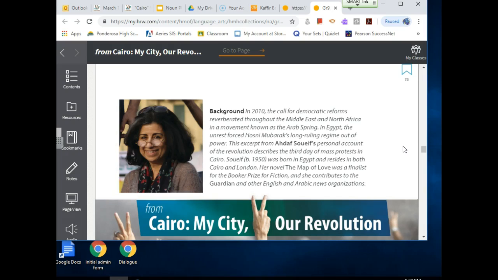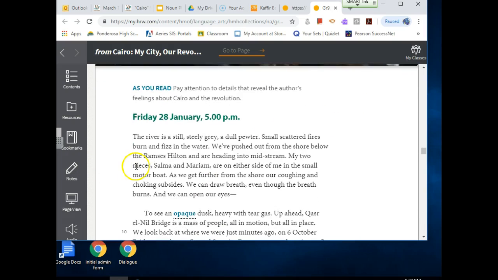It says, Soueif, born in 1950, was born in Egypt and resides in both Cairo and London. Her novel, The Map of Love, was a finalist for the Booker Prize for Fiction, and she contributes to The Guardian and other English and Arabic news organizations. So technically this is a diary that we're going to read, okay? Wait, isn't that kind of snooping in her business? She published it. It's her experiences of the protests, okay? It's not an autobiography, that would be detailing her life. This is just her experience in the protests. It's a memoir. Yeah, similar.